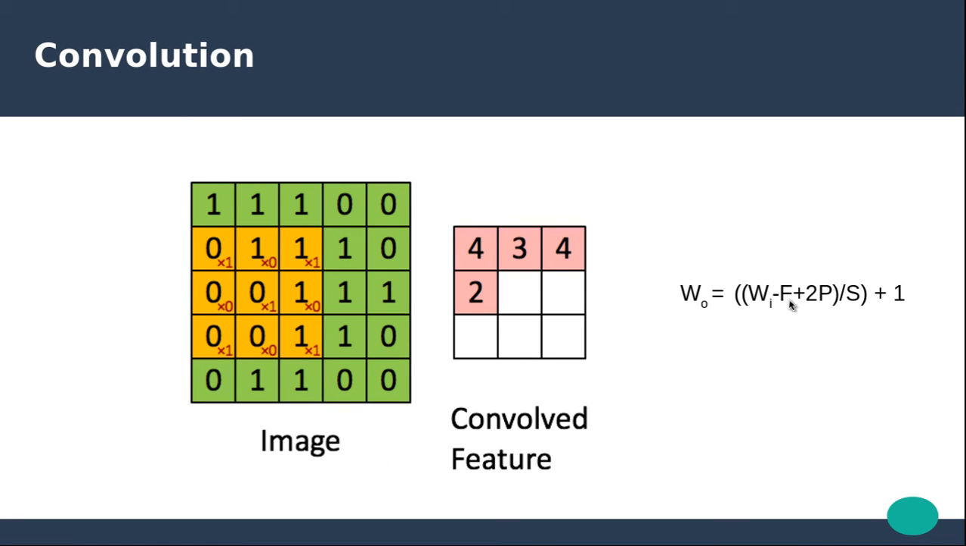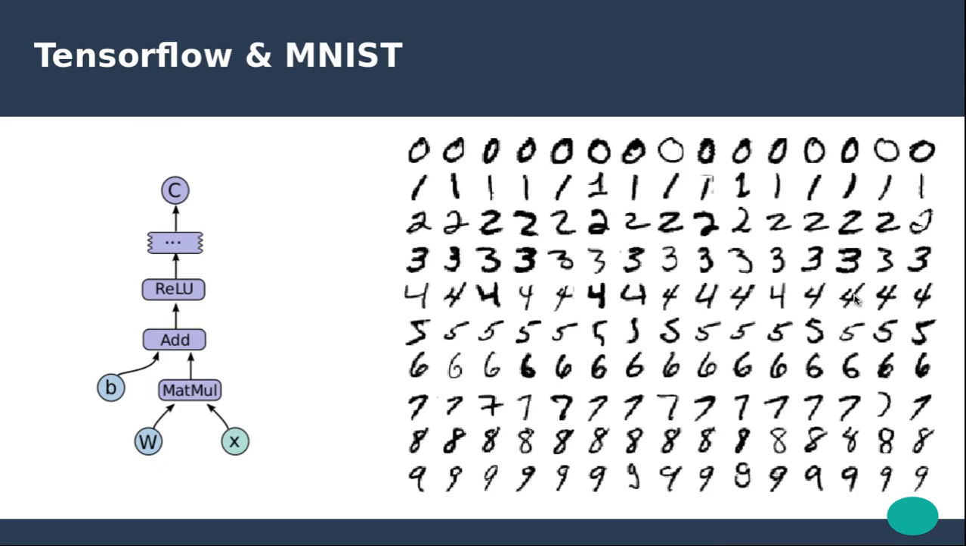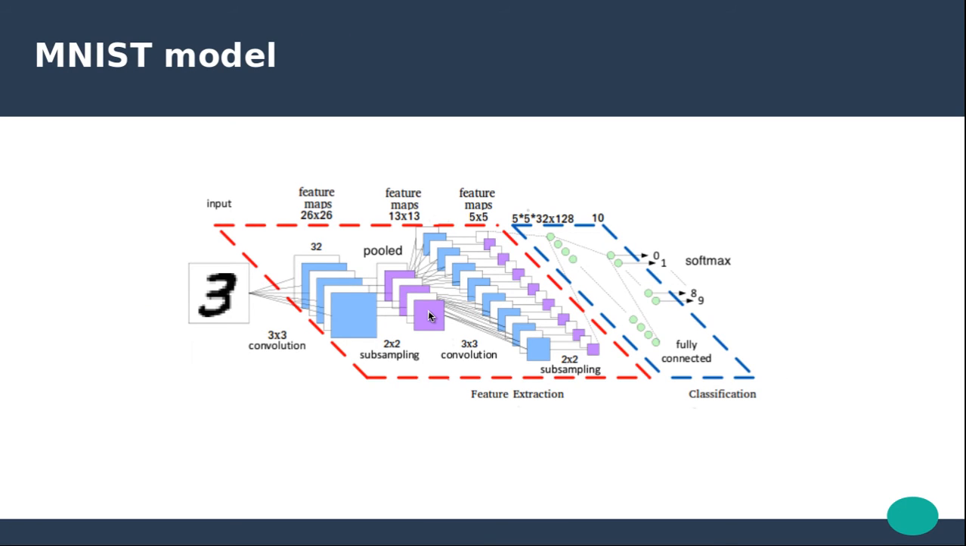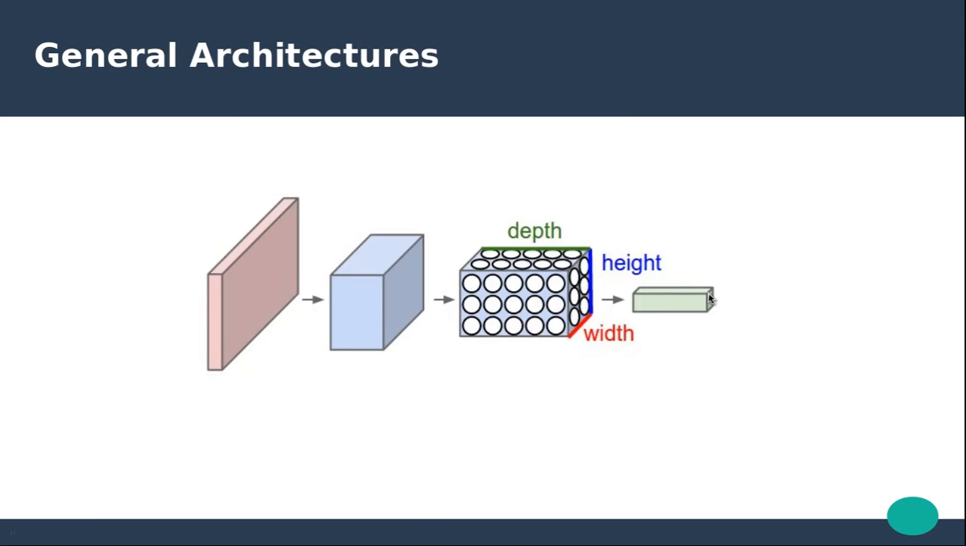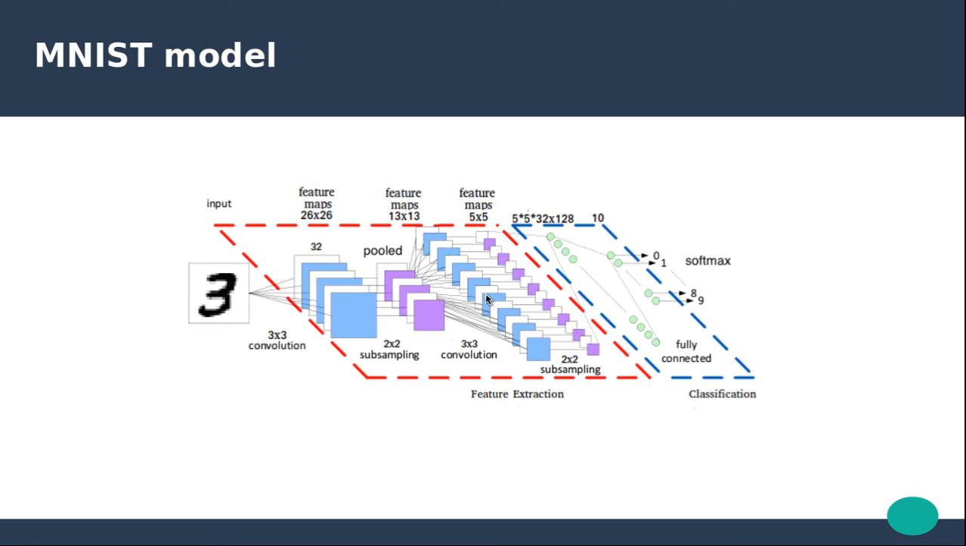So 28 minus 3, which is 25, divided by 2, because the stride we are using for the max pooling is 2. So finally we will have the shape as 13. Then we pass it to the same layer, but here the actual filter shape would be again 3 by 3, and note that we have 32 channels here because our number of filters is 32.